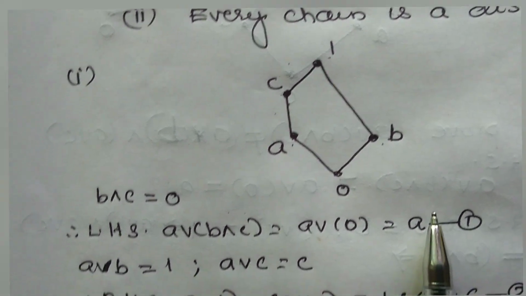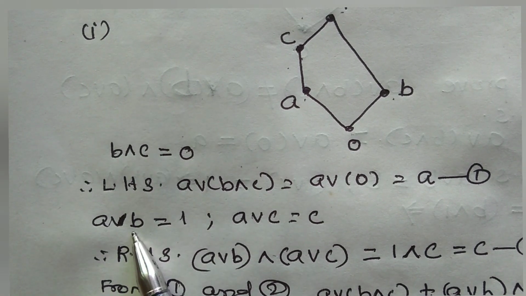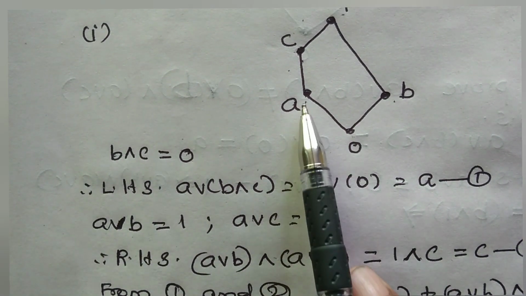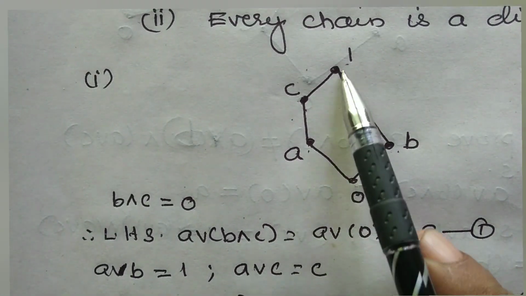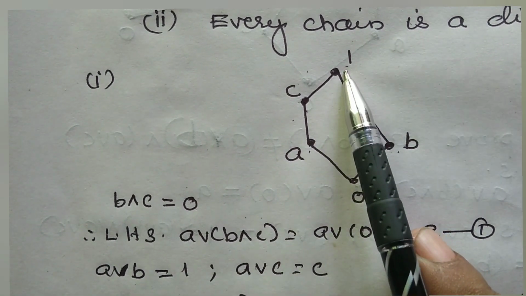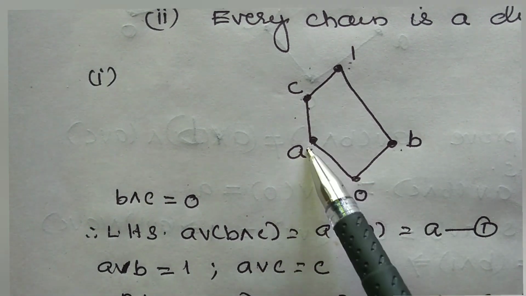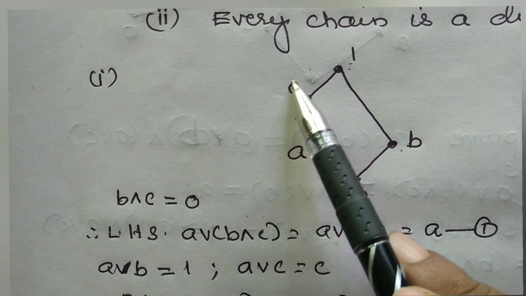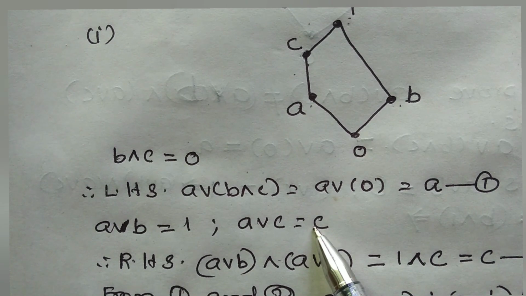Now we have to calculate the RHS side. So you take the bracket value a ∨ b. ∨ means the maximum value. So this is the maximum value by connecting this a and b. So the answer is 1. What is a ∨ c? There is a direct link between a and c. ∨ means maximum. So c is the maximum value. Therefore a ∨ c is equal to c.